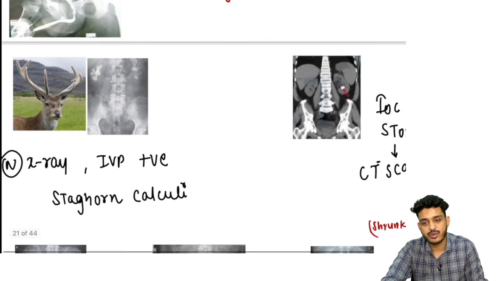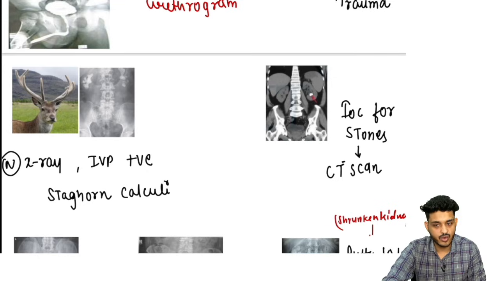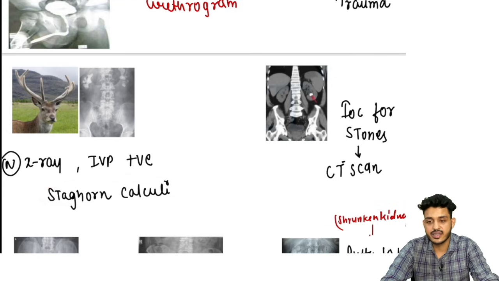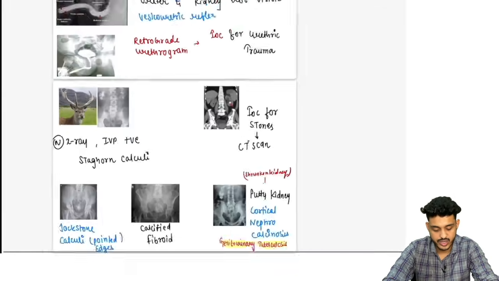It is going to be positive in a normal X-ray also, right? You can see this particular thing. It is going to be radio opaque, right? So you can have this radio opaque staghorn calculi. This is the staghorn you can appreciate, right?